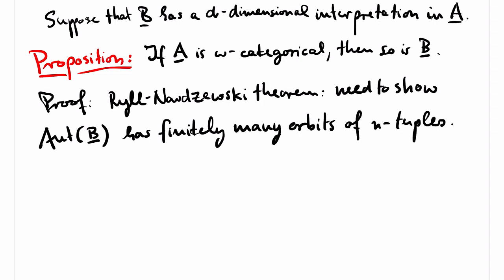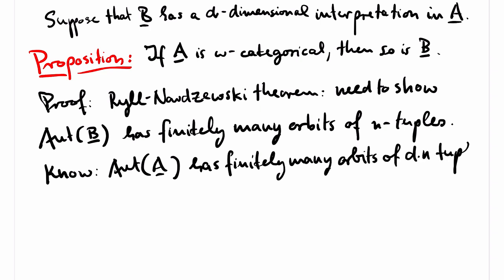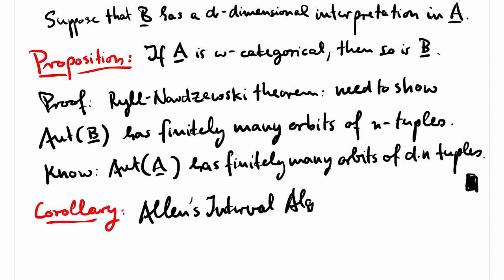We have to show that the automorphism group of B has finitely many orbits of n-tuples, for all n. But we already know that the automorphism group of A has finitely many orbits of d times n tuples. And this provides an upper bound on the number of orbits of n-tuples in the automorphism group of B. As a corollary, we obtain that, for example, Allen's interval algebra is omega-categorical. We already know that the order of the rational numbers is omega-categorical. And since Allen's interval algebra has an interpretation in the ordered rationals, the omega-categoricity of Allen's interval algebra follows immediately from the proposition above.